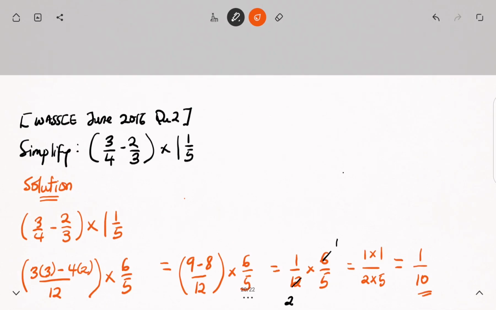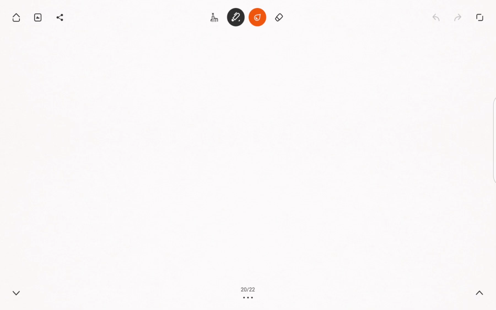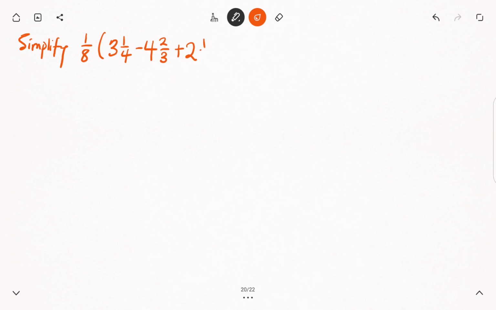Alright, let's have a look at one final example. So this is a bit complex. We have to simplify: 1 over 8 into bracket 3 whole number 1 over 4 minus 4 whole number 2 over 3 plus 2 whole number 1 over 6 divided by 3 whole number 3 over 4.